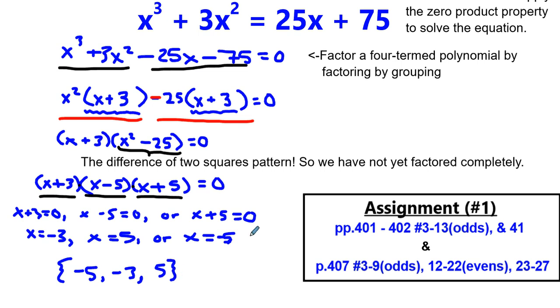So that's it. You can see your assignment off to the right here. I will post the book pages on Google Classroom as well, unless you brought a textbook home with you. Make sure that you're keeping up with this. It says 3 through 13 odds. So for 3 through 13, you have to do the odds, and then you also have to do problem 41. 3 through 9 on page 407, you have to do the odds. But then 12 through 22, you only do the evens. And then 23 through 27, you do have to do all of those problems.